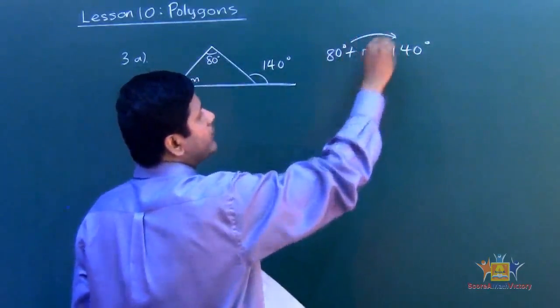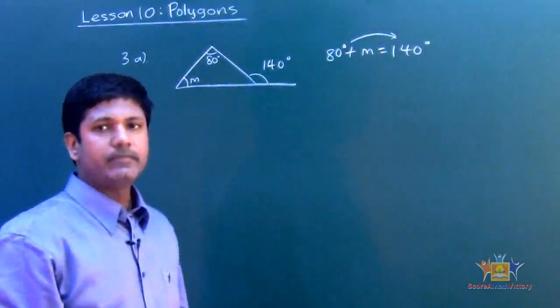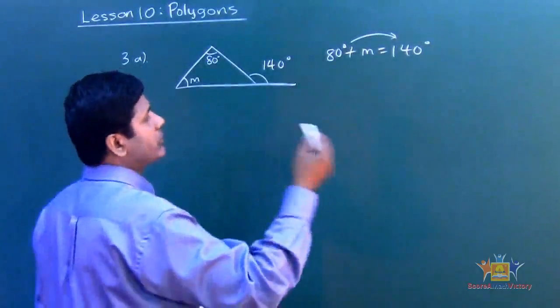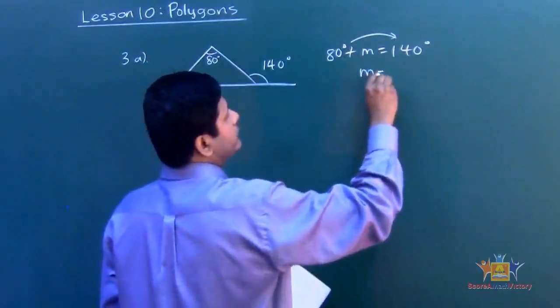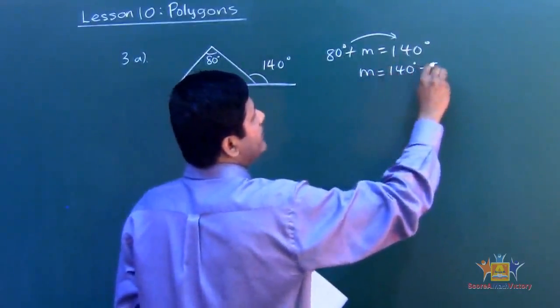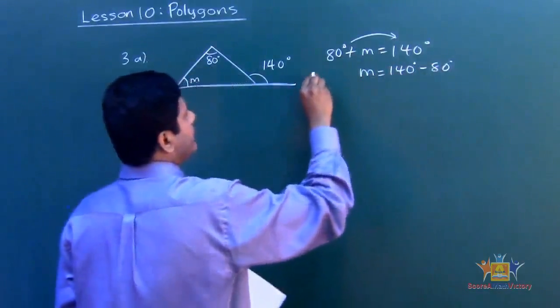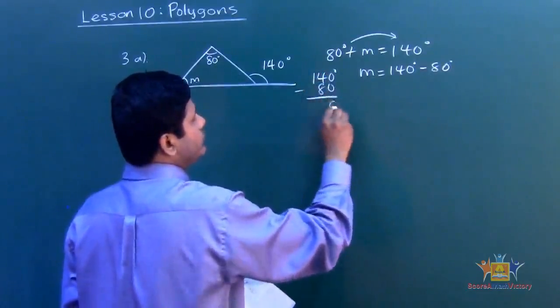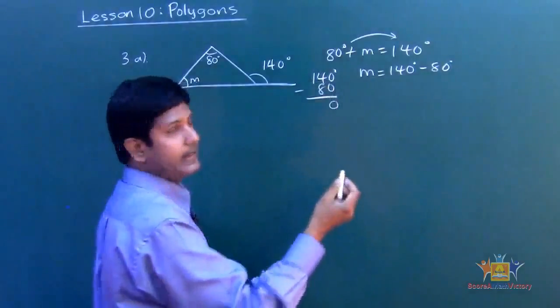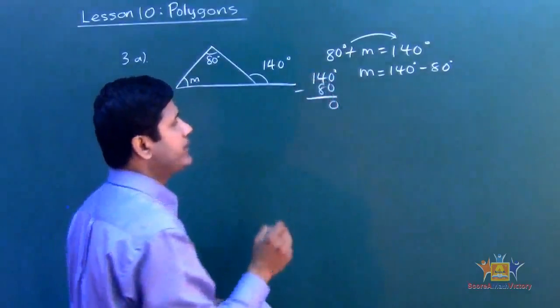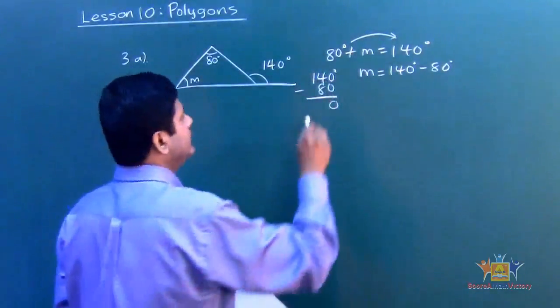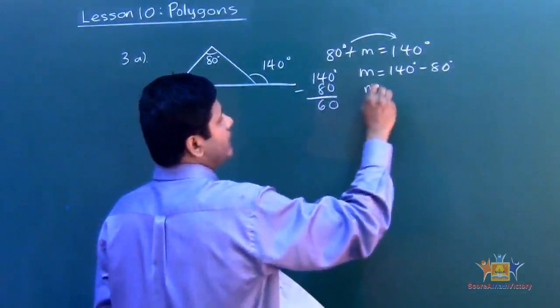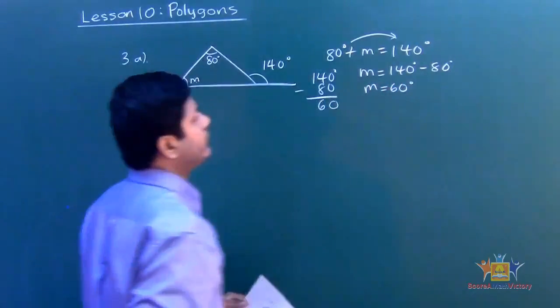So 80 degrees has got to go. And what is 80 doing to M? It's adding. So addition crossing the bridge becomes subtraction. So 140 minus 80. Let's line it up. 140 minus 80. 0 minus 0 is 0. 4 minus 8, I cannot, so I borrow from 1 and it becomes 14. 14 minus 8 is 6. So it'll be 60. So M equals 60 degrees.